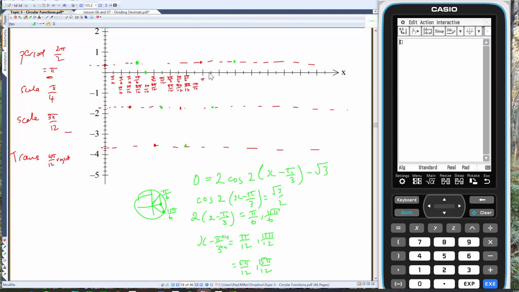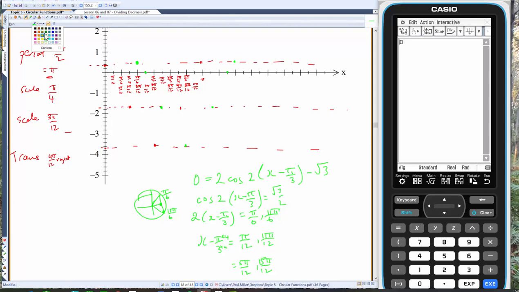So there's 12, 13, 14, 15. And look at that, the symmetry is just perfect. You can see here that the x-intercept falls one scale factor, or 1 unit, to the right of it, and over here the x-intercept is 1 unit to the left of it. So I reckon we're ready to sketch one cycle of this thing.